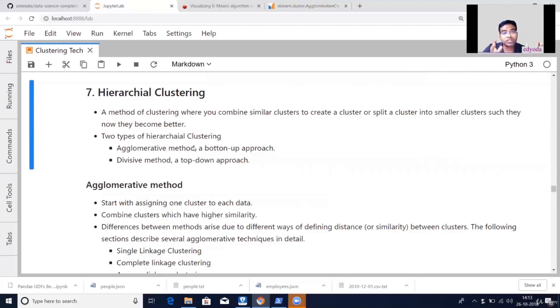The other approach is you start with the assumption that all the data belongs to one cluster, then create a homogeneous group out of it by splitting it again and again. This is your divisive method. This is a top down approach. So in all these techniques, there is a hierarchy involved. The entire clustering process involves multiple times creating clusters or splitting clusters. That is why this is known as hierarchical clustering. First we'll deal with the agglomerative method, and that's what we will focus on.